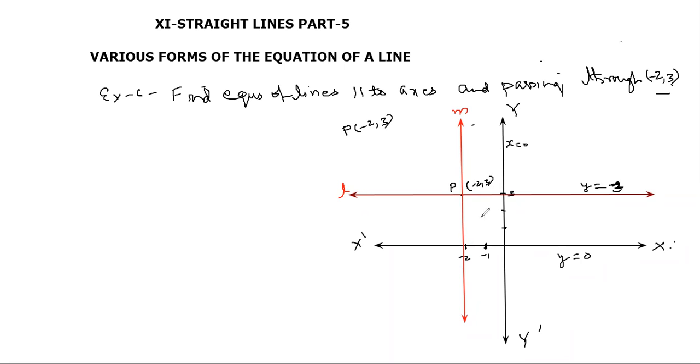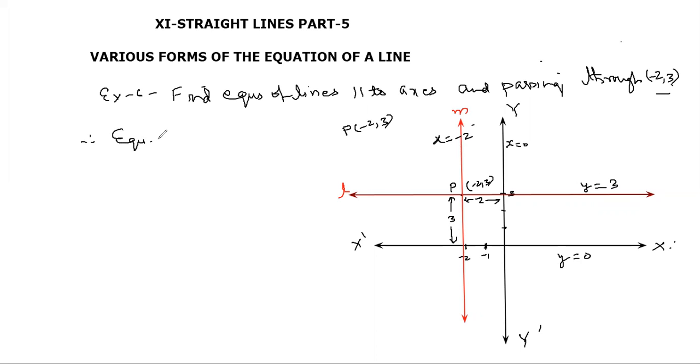-2 and 3 means on the x-axis -2 and on the y-axis 3. This distance is -2 and this distance is 3. So it is at a distance 3, and its equation will be y is equal to 3, not minus, and here x is equal to -2.